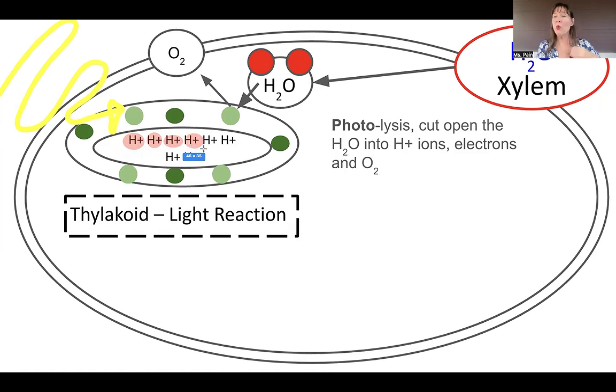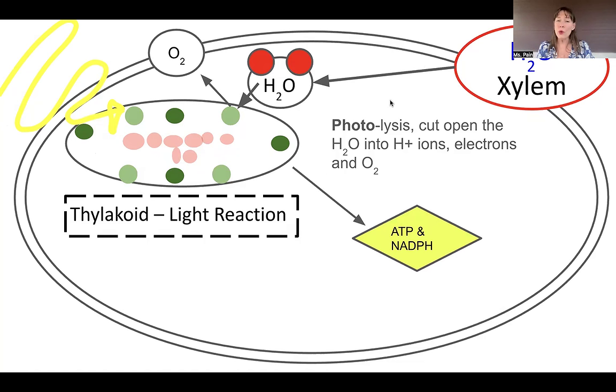After you have two water molecules, you're going to have an oxygen gas. That oxygen gas is going to get kicked out as waste. We don't need the oxygen. It's lost as a waste. And I'm going to build up these hydrogen ions inside of the thylakoid. And those hydrogen ions inside the thylakoid are going to be what powers the reaction to create energy.